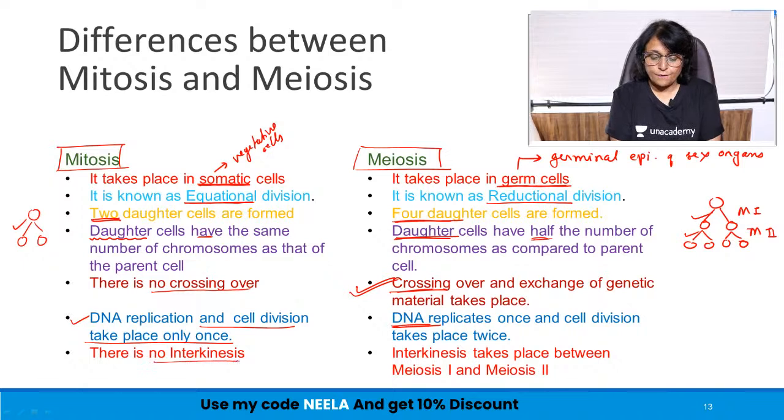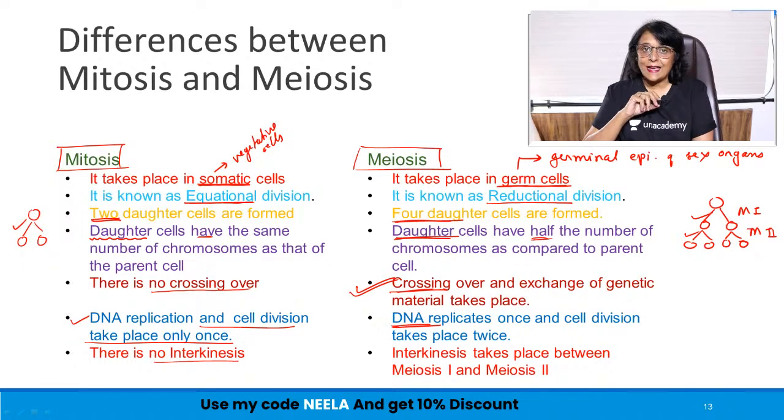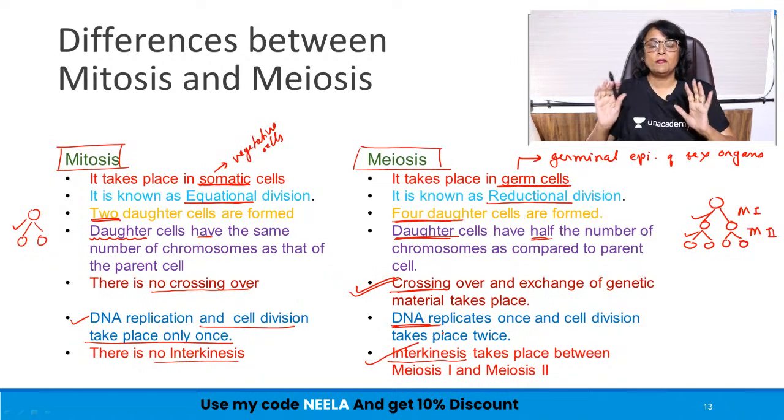In case of mitosis, there is no interkinesis. Interkinesis is a short preparatory phase which is between meiosis 1 and meiosis 2. That means this interkinesis is between meiosis 1 and meiosis 2. Okay, so this is the difference between the 2 main types of divisions that we have talked of.